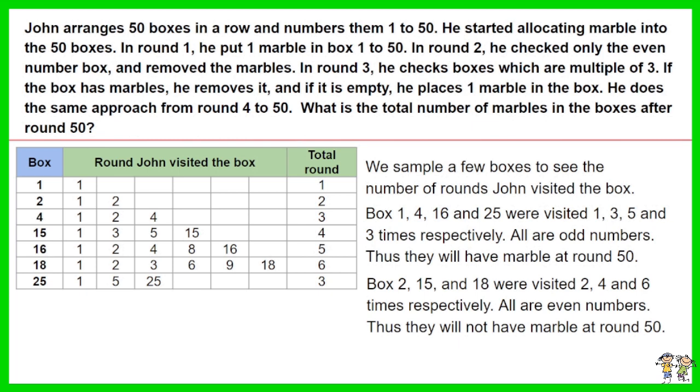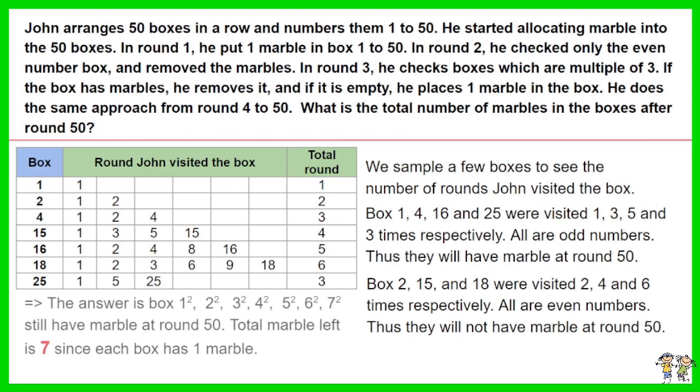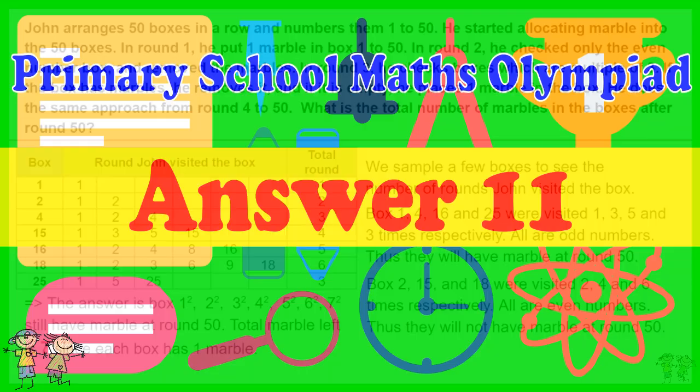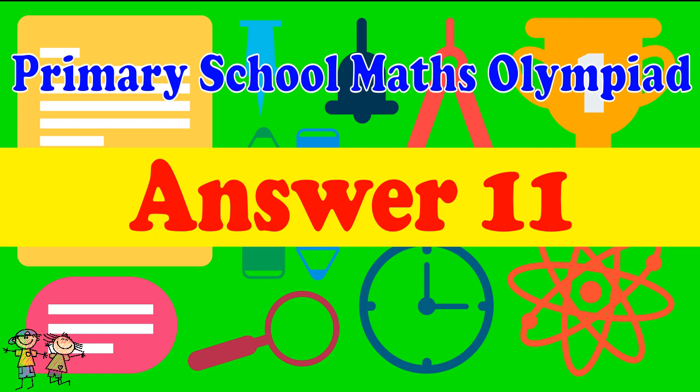Box 2, 15, and 18 were visited 2, 4 and 6 times respectively. All are even numbers. Thus they will not have marble at round 50. Thus the answer to the question is that box 1 square, 2 square, 3 square, 4 square, 5 square, 6 square, and 7 square still have marble at round 50. Total marble left is 7, since each box has 1 marble.